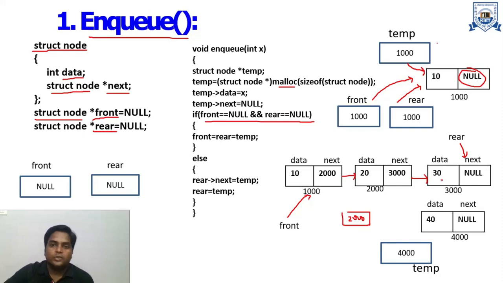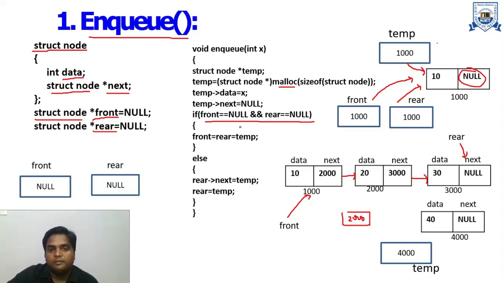So let's suppose we have the scenario, we have already 3 elements available in our linked list, and we want to insert another element, that is 40. Okay, so again this temp value get declared, and temp is pointing to this particular node. So the dynamic memory allocation will be performed, data and next field will be filled. Okay, and the value of temp is 4000.